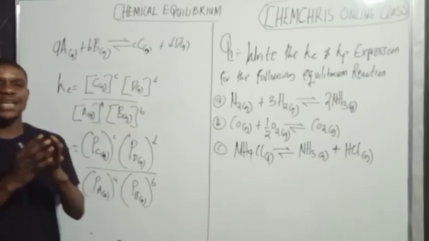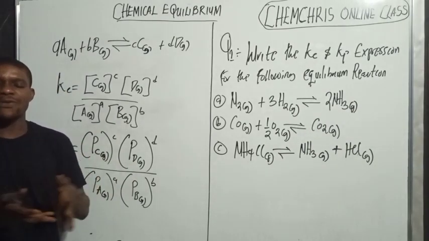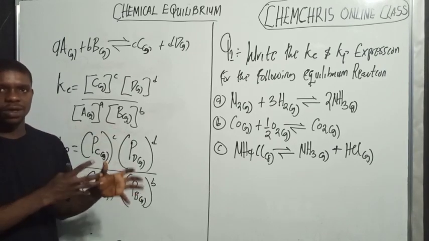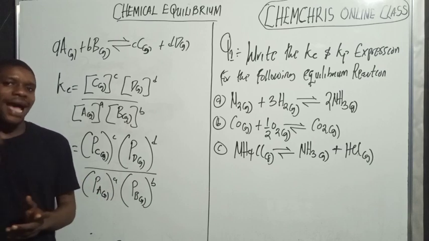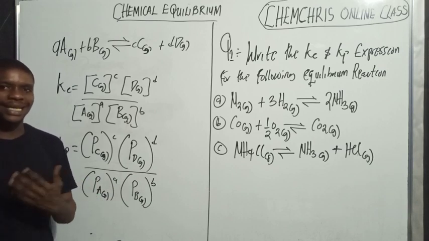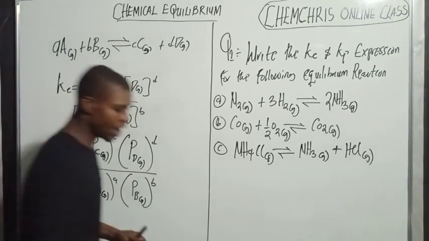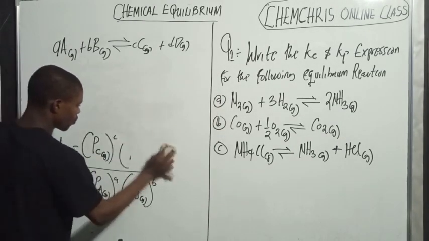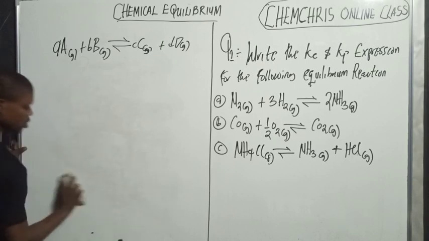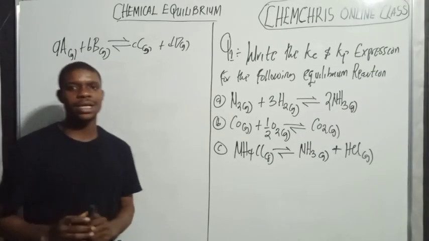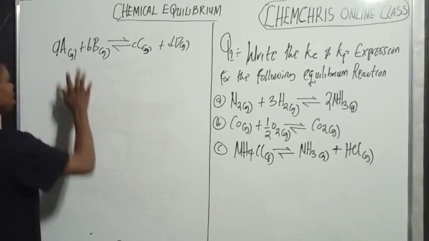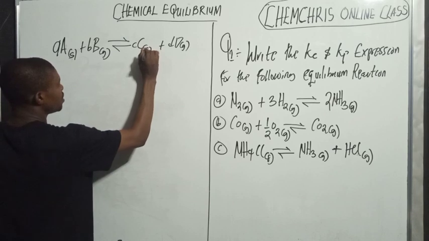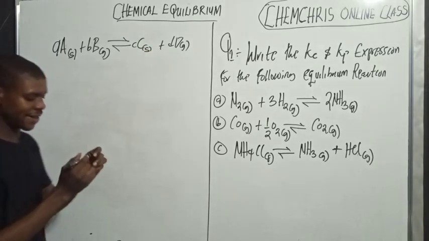Now, what about if they are not in the same state? What about if you have solid, liquid, or gas in that equilibrium reaction? How are you going to write the equilibrium constant expression for that type of reaction? One thing you need to understand here is that if, for example, we change it to solid. Now, let us imagine we change it to solid here.